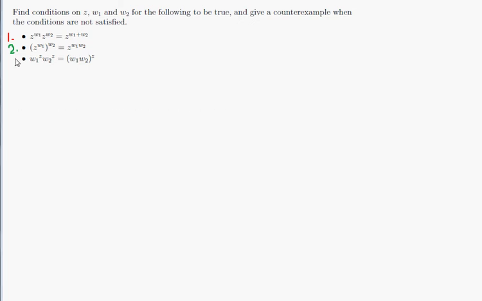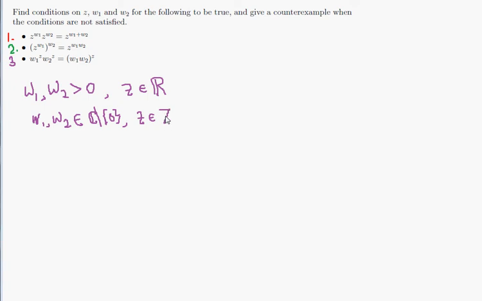Now, we did some work with the third law of exponents in class, so let me state what we did in class. In class, we showed that if w1 and w2 are greater than 0, and if z is a complex number, if z is a real number, then the third law of exponents is correct. We also showed in class that if w1 and w2 are complex numbers other than 0, and if z is an integer, positive or negative, then the third law of exponents is still correct.